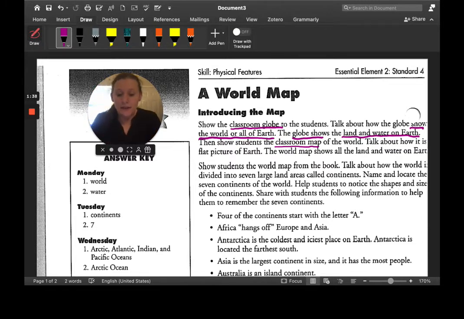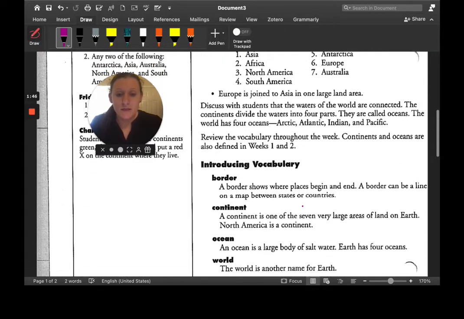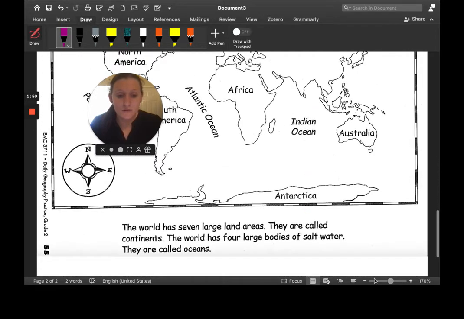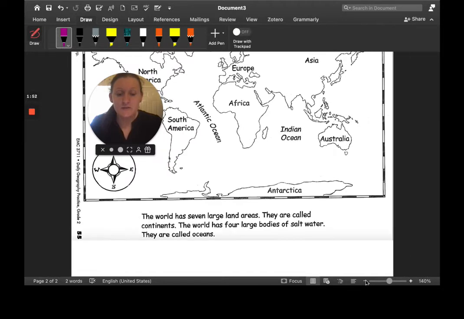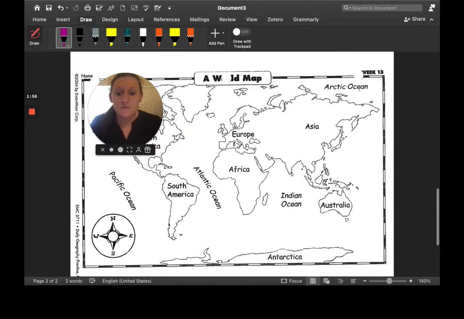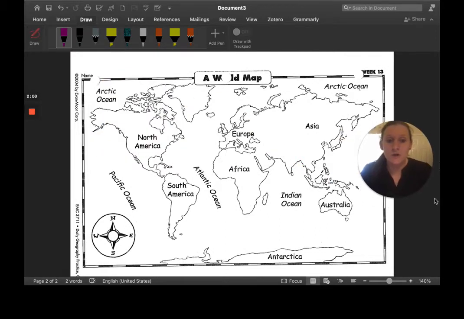I don't have a classroom map on me at the moment, but the one that we're going to be looking at here is pretty much the same thing, just a lot smaller. But when you see this, you're probably going to go, oh yeah, I've totally seen this before. So here is what the globe would look like.